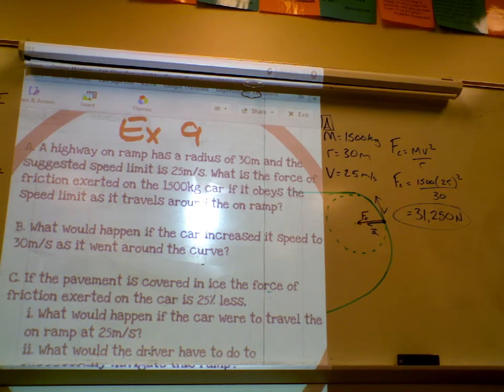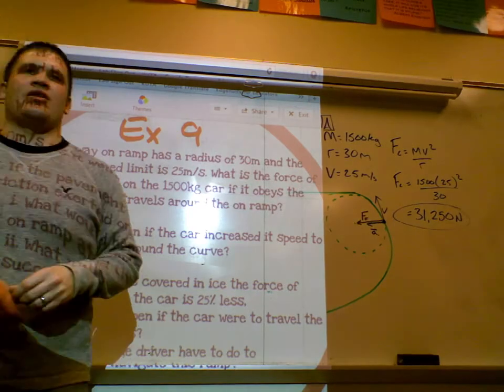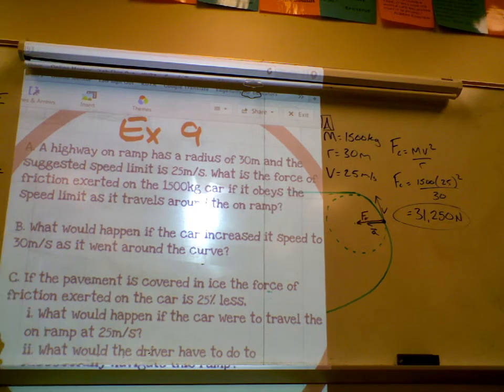Okay, let's for a moment assume that is the maximum velocity. Let's assume that 25 meters per second is the fastest you can take this turn and maintain that radius. All right? So what will happen if we try to negotiate that turn at 30 meters per second?